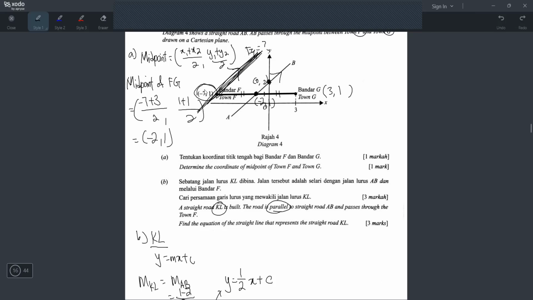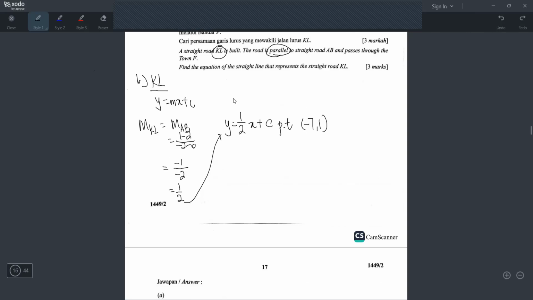So this KL line only passes through -7, 1. So I will write PT here. PT stands for passes through -7, 1, right? You can only substitute a point that passes through. One that doesn't pass through, you can't. Okay, so that's this one, it passes through. That's why you can substitute. So x will be -7, y will be 1.